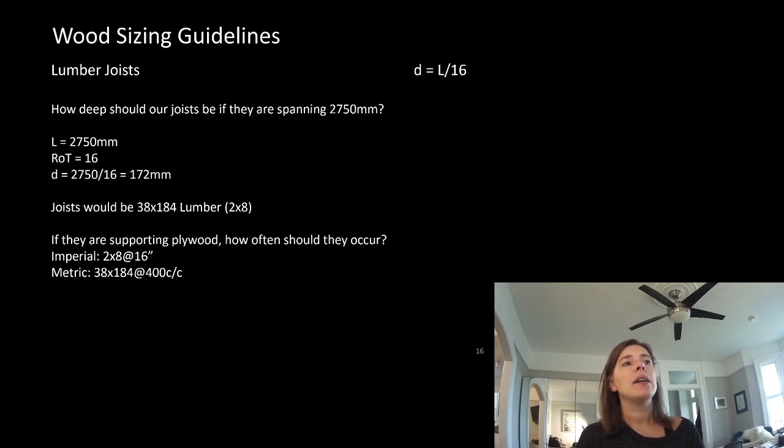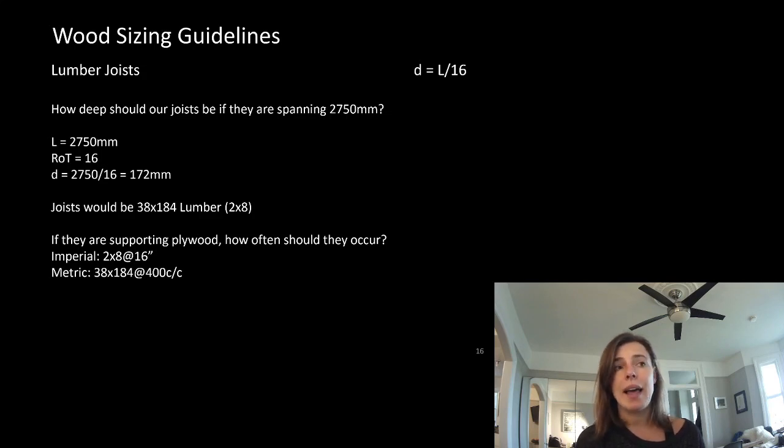So if we had joists that are spanning 2.75 meters, or 2,750 millimeters, how deep do they need to be? Our sizing guideline is length divided by 16. We get 172 millimeters. A 2x8 is 184 millimeters deep. Remember, it's not 203, it's actually only 7.5 inches deep. So that is 184 millimeters.